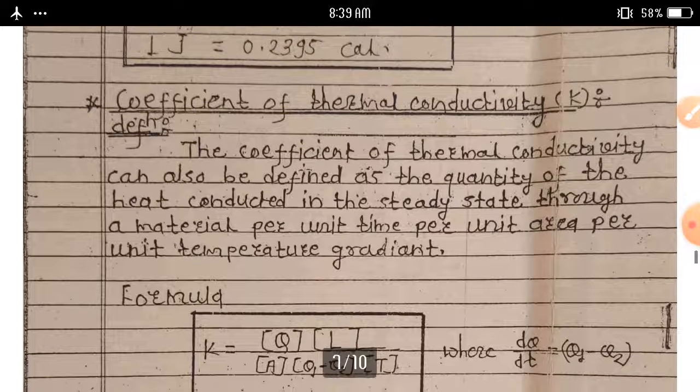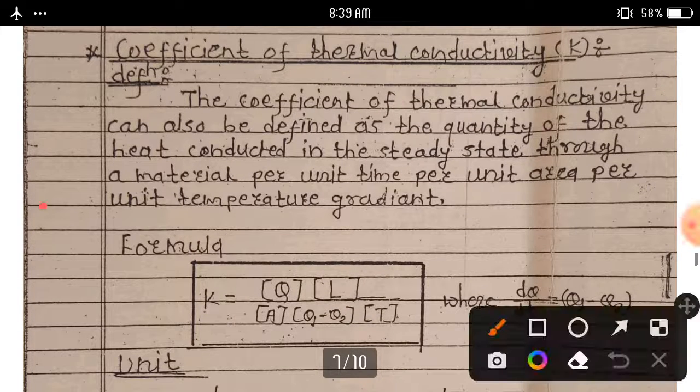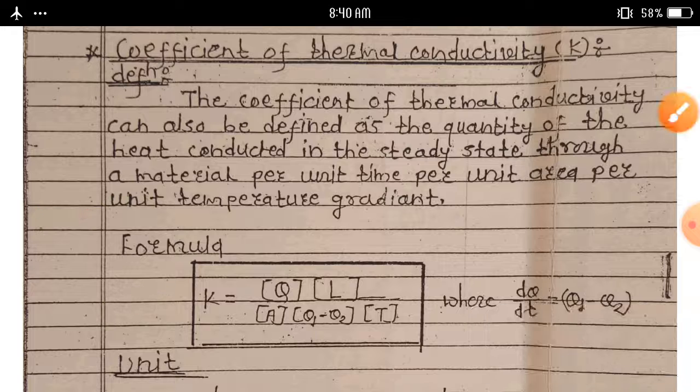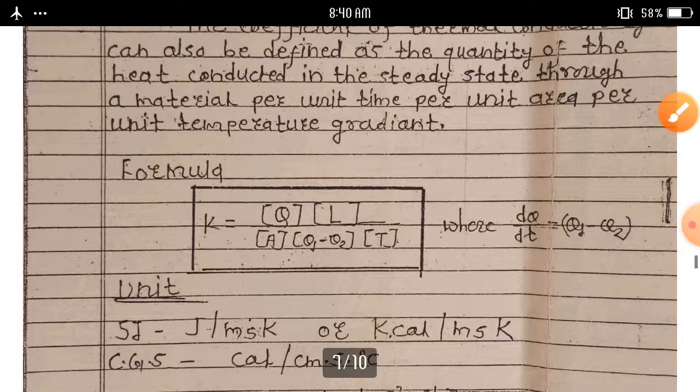Then another definition we can discuss here: coefficient of thermal conductivity. Definition: the coefficient of thermal conductivity is defined as the quantity of heat conducted in the steady state through a material per unit time, per unit area, per unit temperature gradient. Mathematically, coefficient of thermal conductivity is denoted by K. K is equal to Q into L upon A into (θ1 minus θ2) into t. Here dθ upon dt is equal to θ1 minus θ2.